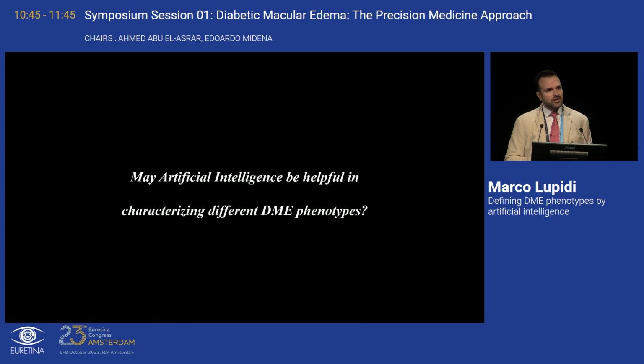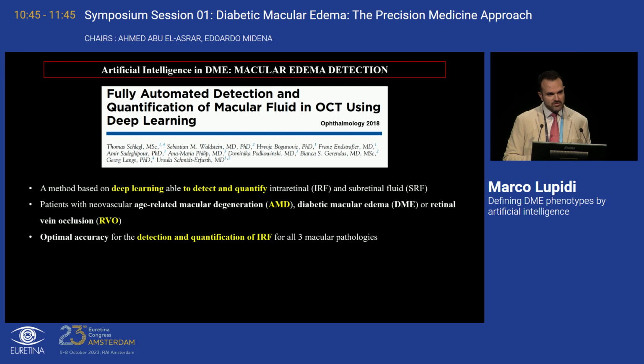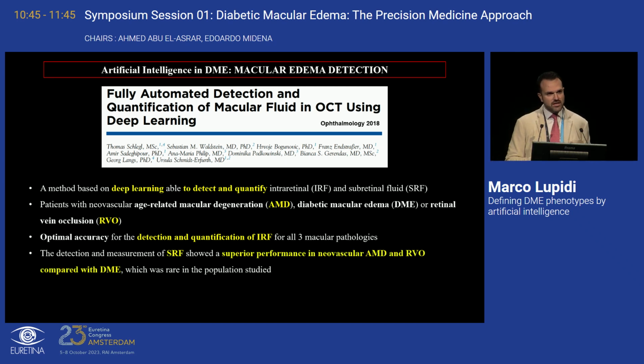But this approach in our overbusy clinical setting might be definitely difficult. And so the question is, may AI be helpful in characterizing different DME phenotypes? Some years ago, a group of researchers from Vienna postulated and validated an AI approach able to detect and quantify macular edema in neovascular AMD, diabetic macular edema, or retinal vein occlusion, with very good and reliable results in terms of intraretinal fluid detection and quantification, while some issues related to DME were appreciated in the detection and quantification of subretinal fluid.